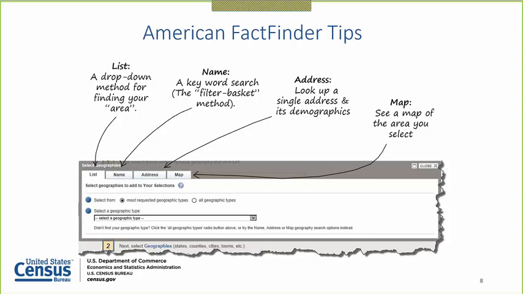And then lastly, we have the map tab. This feature allows you to see, based on what you've selected for your geographies, a map of the area that you have selected. It allows you to turn on and off some different features for this reference map. I like to call it a reference map view.